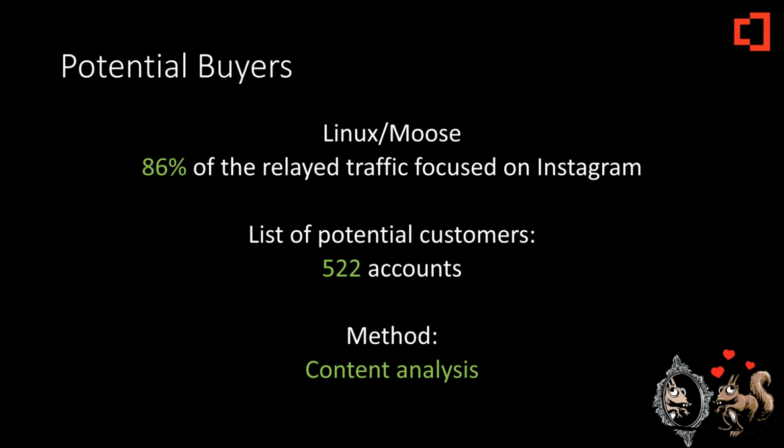So what we did is we developed a methodology to create a list of potential customers, accounting for about 500 accounts that we could say were most likely customers because they were followed many times by the botnet, they had low engagement on the profile and all that. And we did a content analysis, which basically means looking at each account and trying to categorize in which larger category of customers this account would be included.